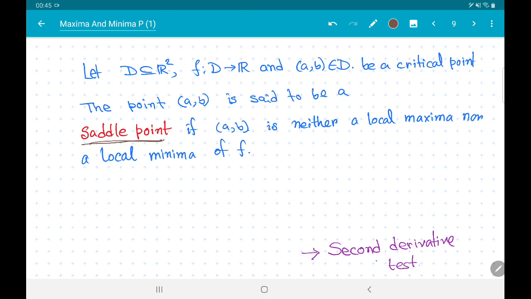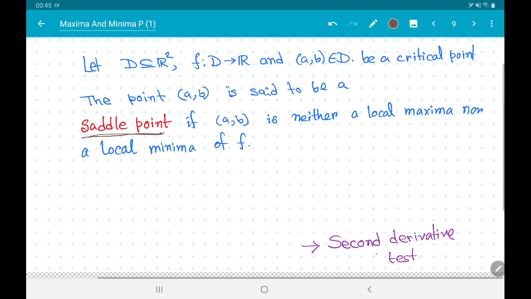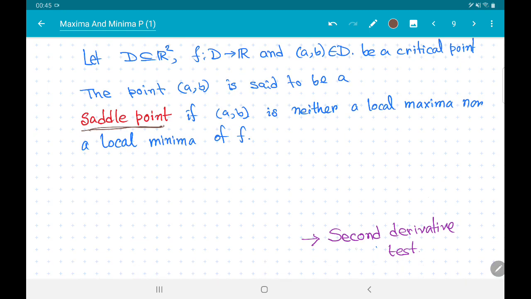In our subsequent videos, we are going to give you a rather concrete method which is called the second derivative test, an analog of which you have seen in your one variable calculus, which will be helpful for you to determine whether a function has a maxima or a minima at a given critical point.